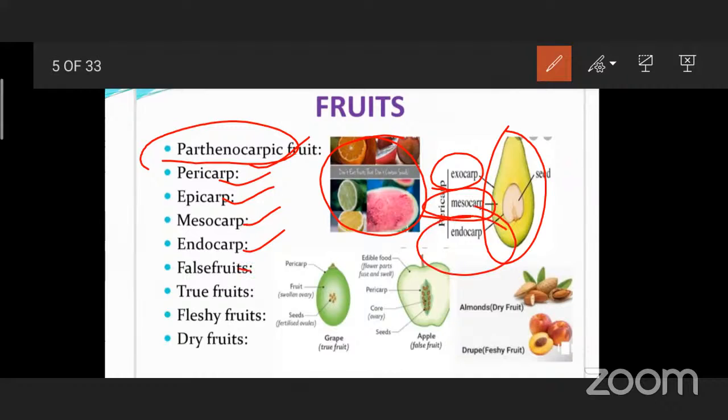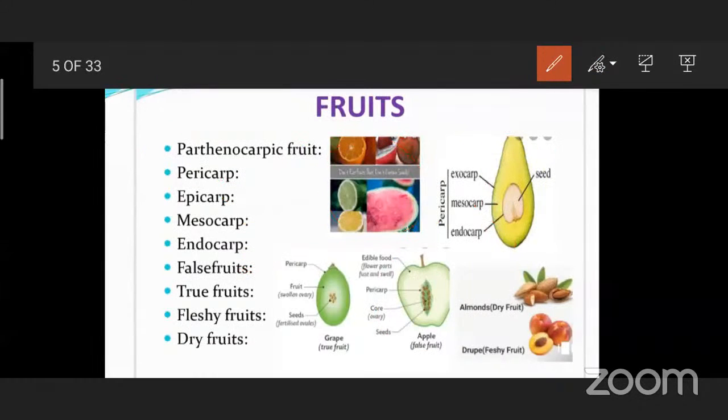Next, false fruits. However, in a few plants such as apple, cashew or strawberry, the thalamus of the pedicel also contributes to fruit formation. This is known as false fruits. And next one, true fruits. Most fruits, however, develop only from the ovary; these are called true fruits. Example, grape.